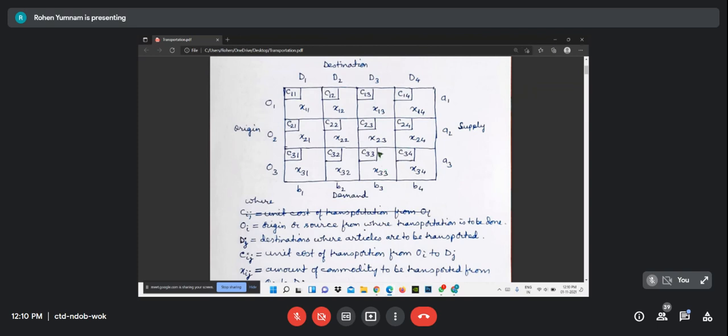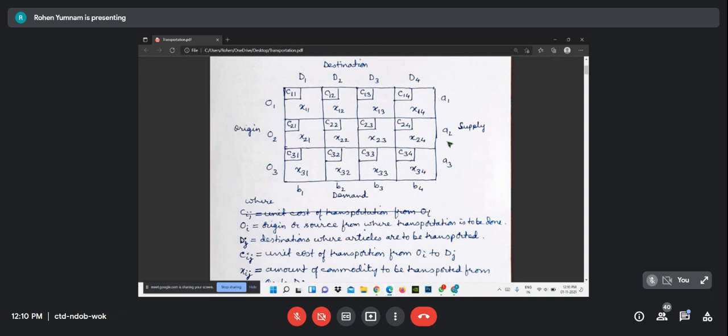And here, what does C11 mean? C11 is the cost of transportation when goods are transported from O1 to D1. C12 will be the cost of transportation when goods are transported from O1 to D2. Likewise C13 is the cost of transportation from O1 to D3. Likewise C14, C21, C22, C23 also. C23 is the cost of transportation of goods from O2 to D3. In this way, everything will be here.